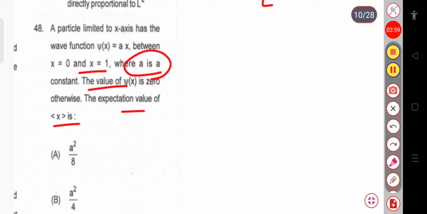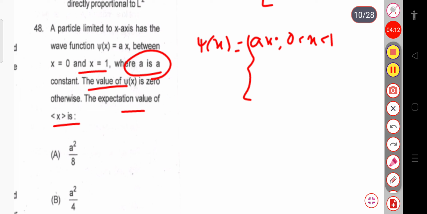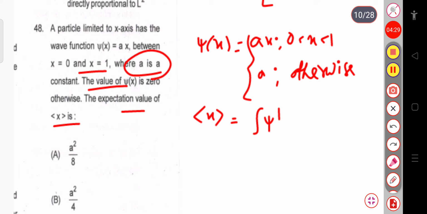In this question it is given that the value of psi of x is equal to ax when x lies between 0 and 1, and except this, psi of x goes to 0 otherwise. So this is the function given, and you have to calculate the expectation value of x. If I consider the function to be normalized, then the expectation value is equal to the integration of psi star x psi dx, and that is over the integration 0 to 1, because otherwise the psi function is equal to 0.